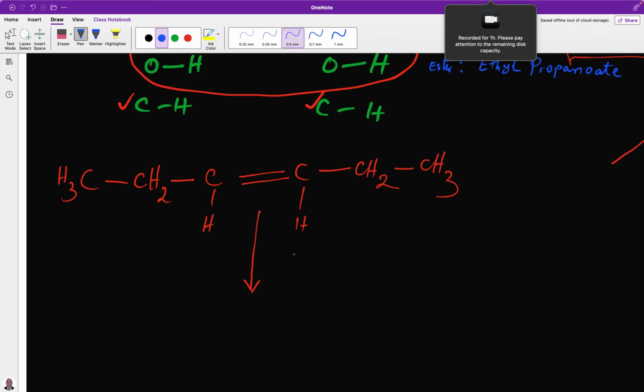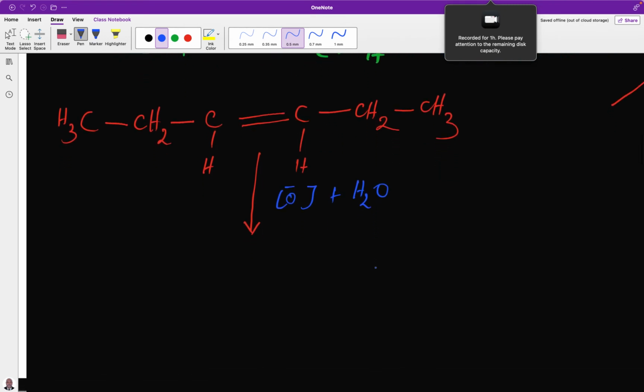Under cold dilute, it will be oxidation plus water. That is oxidation taking place, and since it is dilute, water is needed. And that will result in a diol. And this is the product that is formed. We will have H3C, CH2, CH2, C.